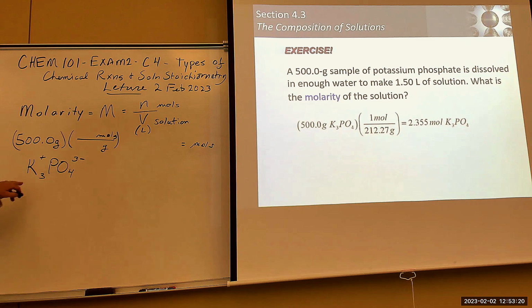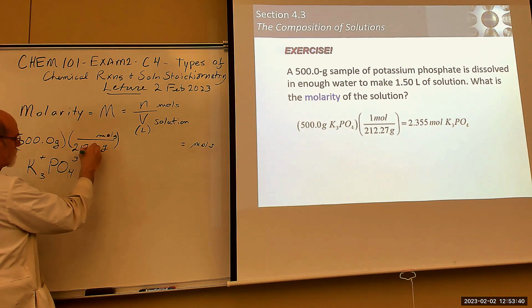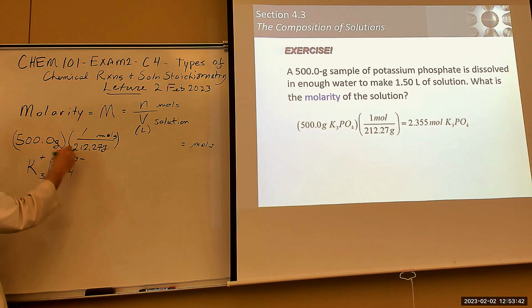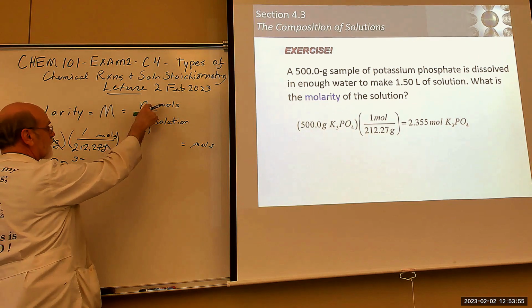So we add 3 times the mass of potassium, 1 phosphate, and 4 oxygen masses. This is the molar mass of each element. Add them together, and you end up with 212.27 grams per mole. Right. So now the grams cancel. 212 into 500 is in the neighborhood of 2, something like that. Exactly 2.355 moles of potassium phosphate. That goes in this place right here.